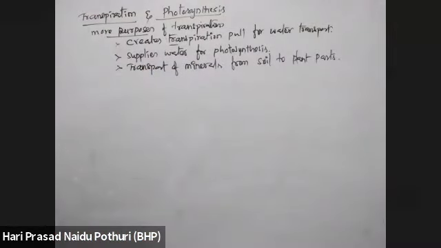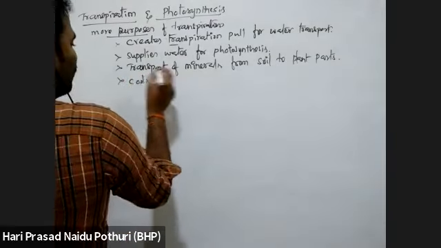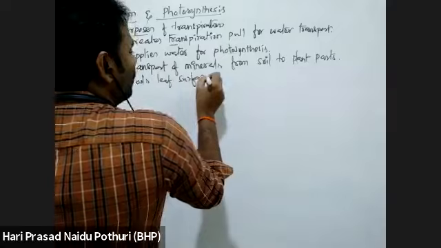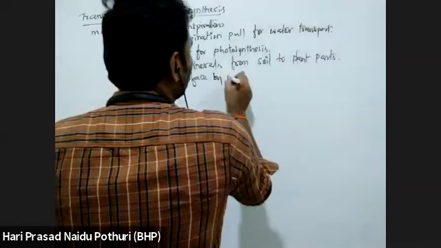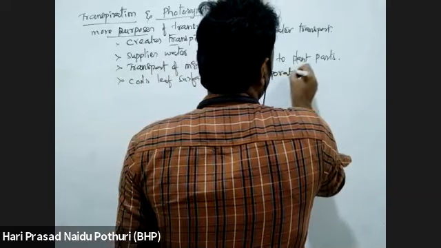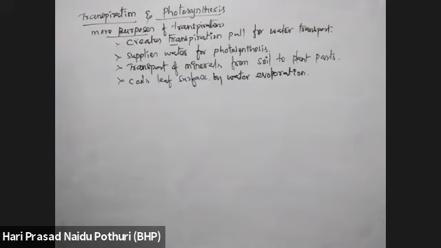And it cools the leaf surface. Leaf surface is cooling down. How? By water evaporation. When water is evaporating on the surface of the leaf, the leaf surface which is hot will get cooled with the help of the evaporated water present on the leaf surface.